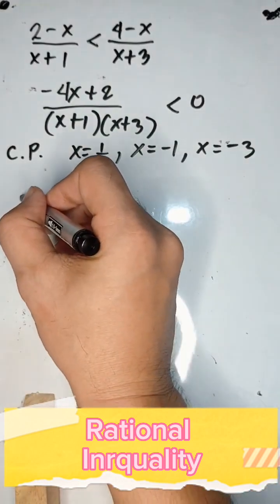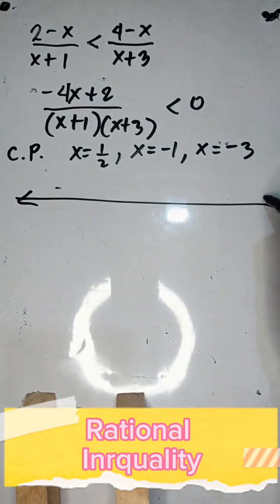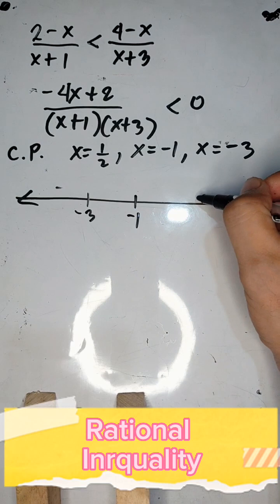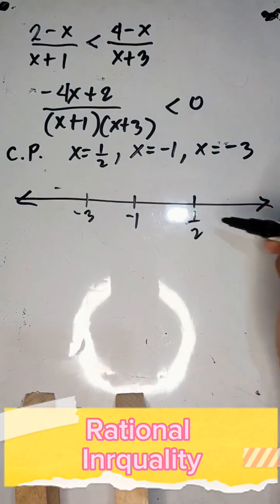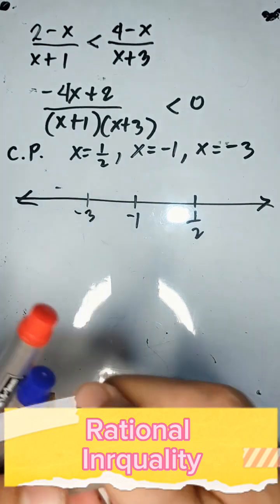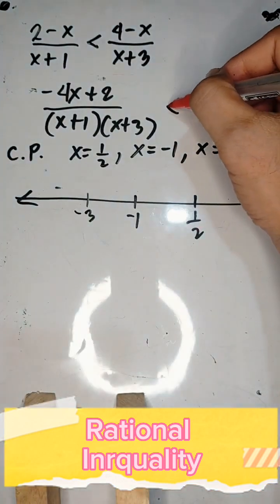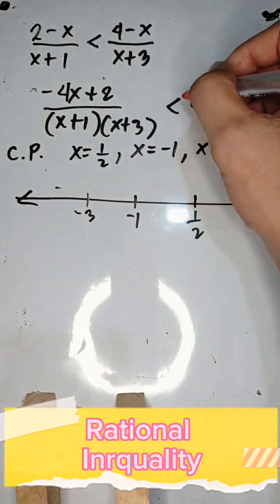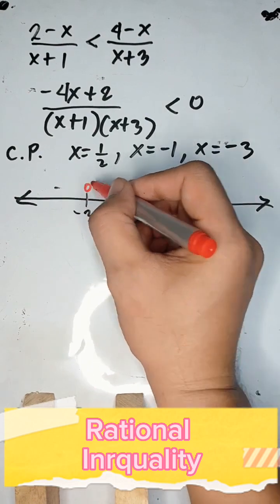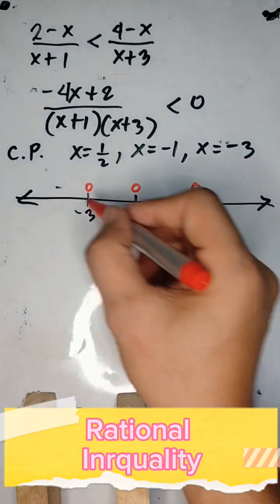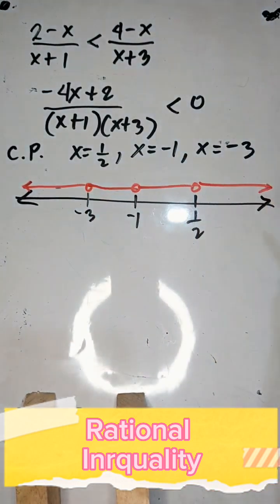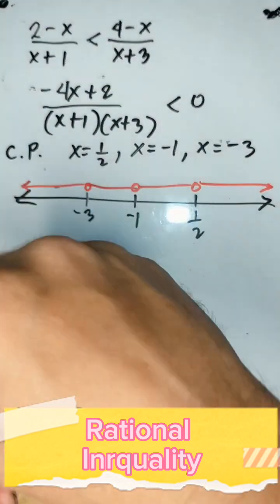Next, let's draw the real number line and then plot our critical points here. We start from negative 3, negative 1, and then 1/2. Now if we draw our intervals, since our inequality here is less than, it's open, meaning the endpoints or the critical points are not included, so all will be open. Okay, so from negative infinity up to negative 3, everything is open.